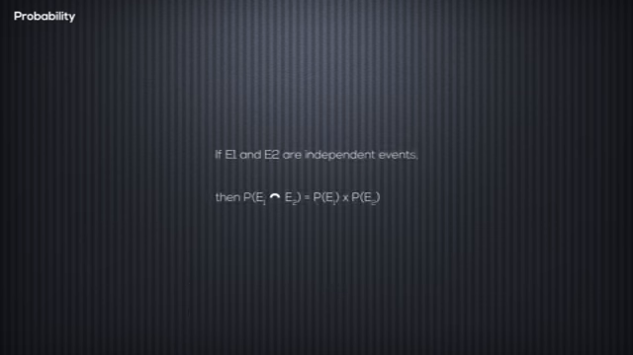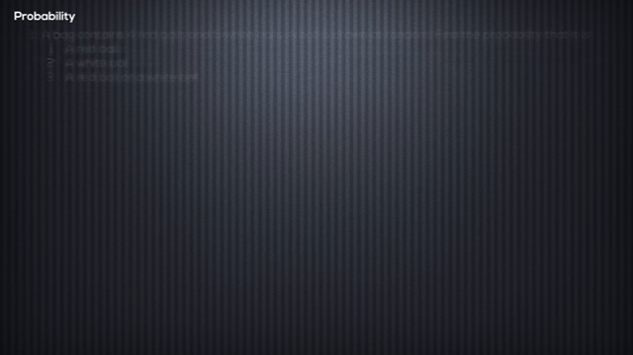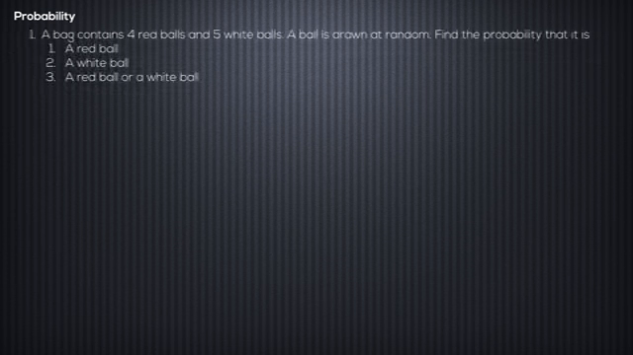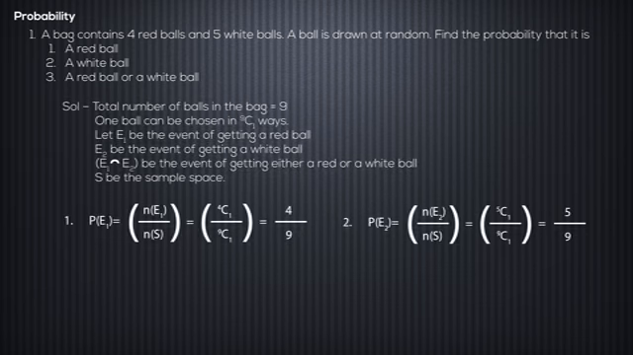Therefore, if E1 and E2 are independent events, then probability of E1 and E2 is equal to probability of E1 into probability of E2. Let's see an example. A bag contains 4 red balls and 5 white balls. A ball is drawn at random. Find the probability that it is first, a red ball, second, a white ball, third, a red ball or a white ball. Solution. Total number of balls in the bag is equal to 4 plus 5, which is 9.